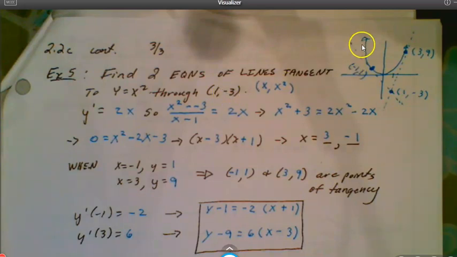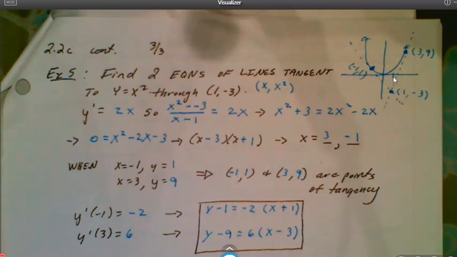So let me give you a little visual here. Here's the overall function of y equals x squared. Here's the point (1, -3). And as you can see from here, I can easily draw a tangent line right there that passes through (1, -3). I can also draw a second tangent line right here that also passes through (1, -3). And so our goal is to get the equation of those two dotted lines.